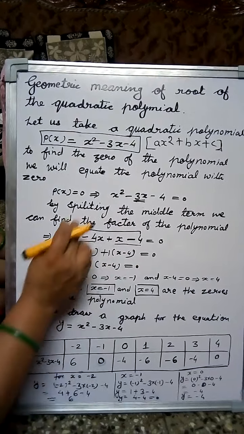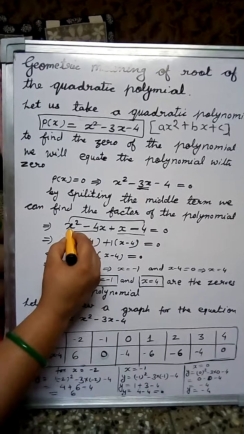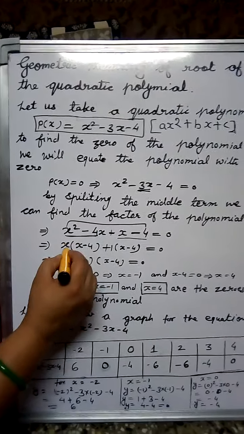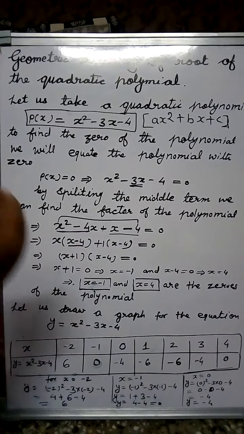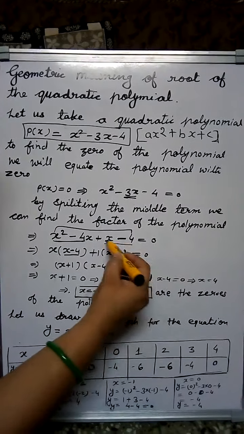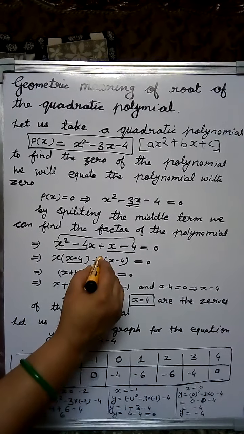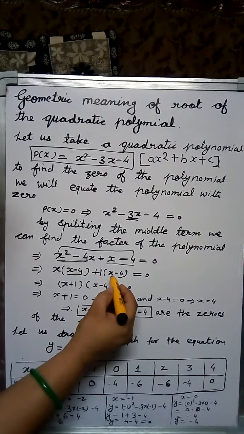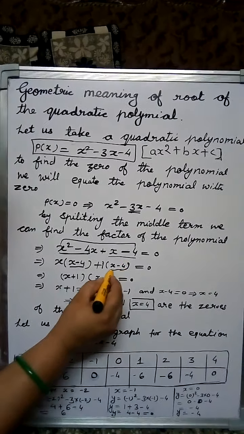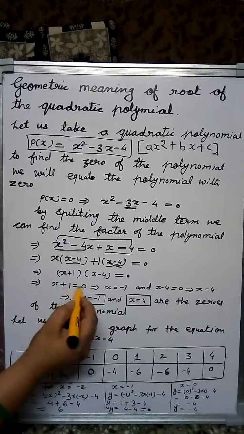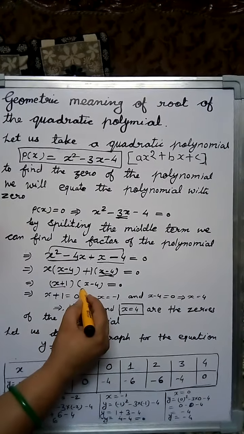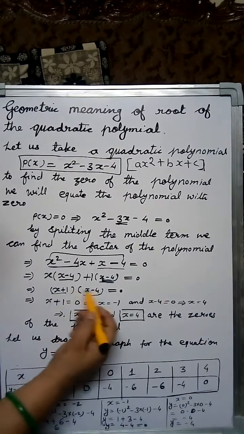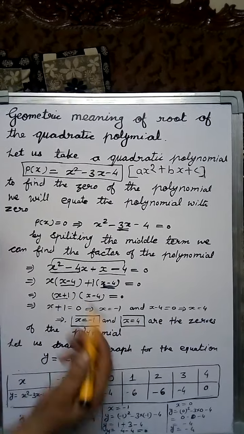When we split the middle term and take x common from the first two terms, what will remain in the bracket? x minus 4. Now from the last two terms, what can we take common? When we take 1 common, in the bracket it will remain x minus 4. Again we take x minus 4 as the common term, so x plus 1 and x minus 4 will be the two factors of the polynomial, whose product is equal to 0.